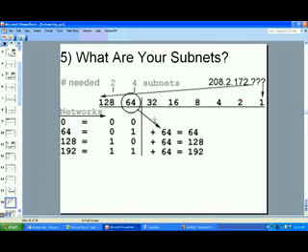Now, 5, what are your subnets? Taking that picture from the last one, here's what we're doing. We're taking that block size. 0 is the first network, plus 64 equals 64. 64 plus 64 equals 128. So it's just simple addition. We're just incrementing using simple addition until we reach our mask. And so there's our 4 subnets.